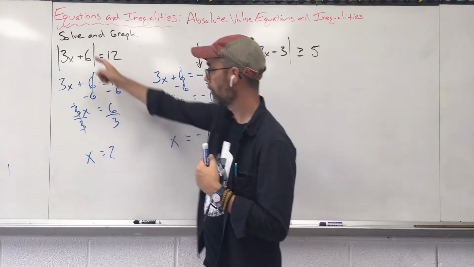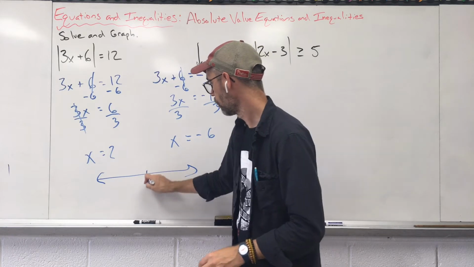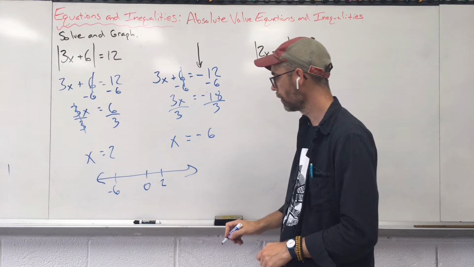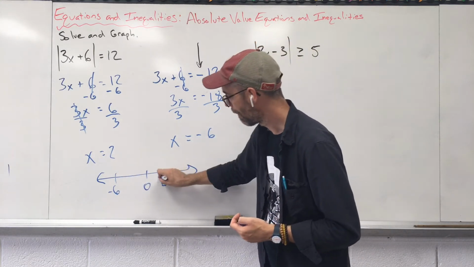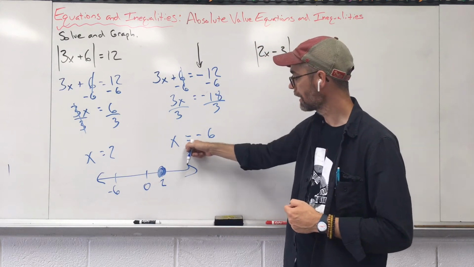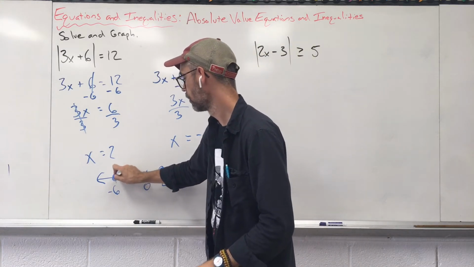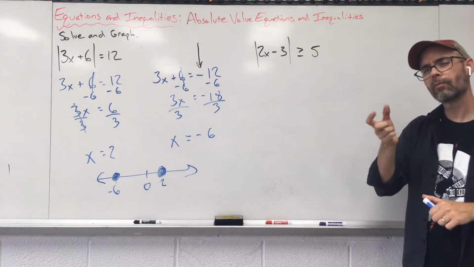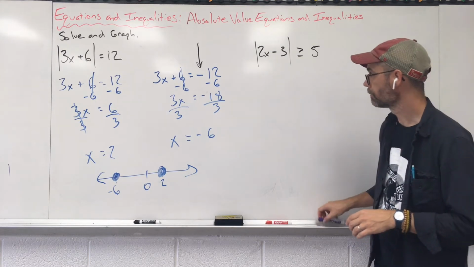Well, we were told that we've got to solve it, we've got to graph it. Well, let's graph. We know 0's in the middle, negative 6 is somewhere back there, 2's up front. We have an equal sign. 2 is the only answer. That's a closed-in circle. We have a negative 6. There's an equal sign. That's the only possible answer. Closed circle. Fill it in. Done.